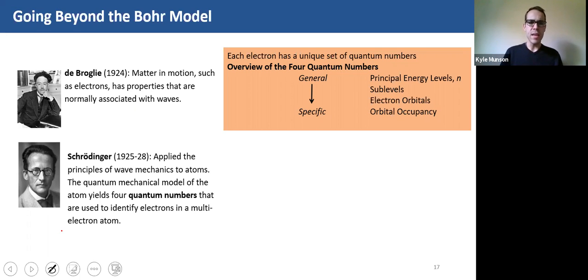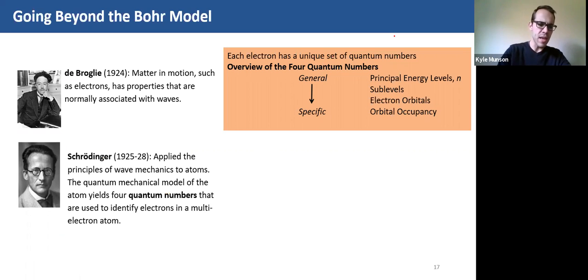So in 1924, a guy named de Broglie said that matter in motion, like electrons, has properties that are normally associated with waves. And then Schrodinger, of Schrodinger's cat fame, applied the principles of wave mechanics to the atom. All of his calculations, which we're not going to go through in this class, yielded 4 quantum numbers that are used to identify electrons in a multi-electron atom. Atoms other than hydrogen, of course, have multiple electrons, so this will be used for those atoms.